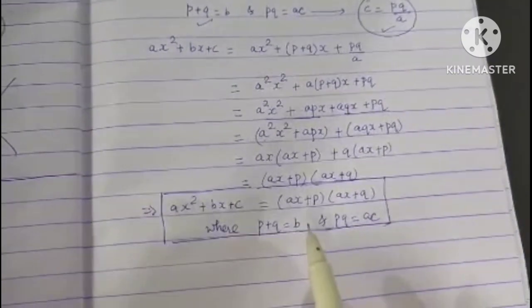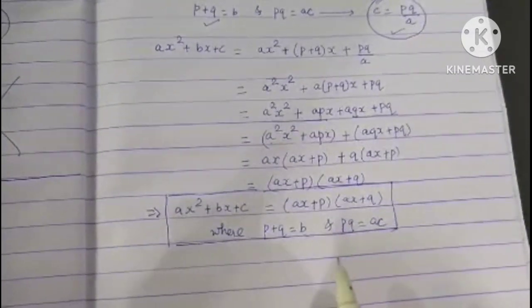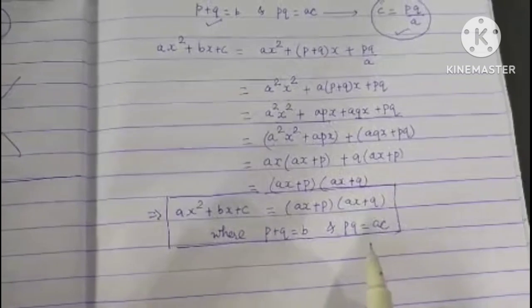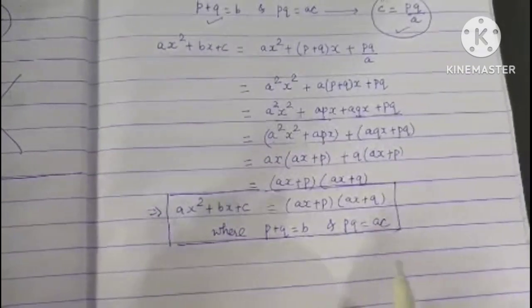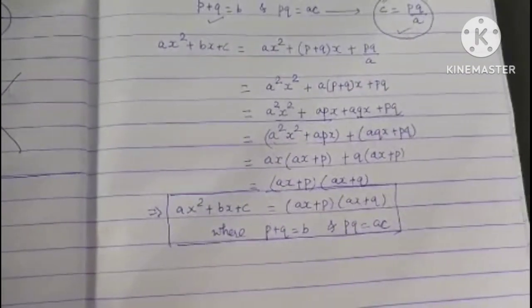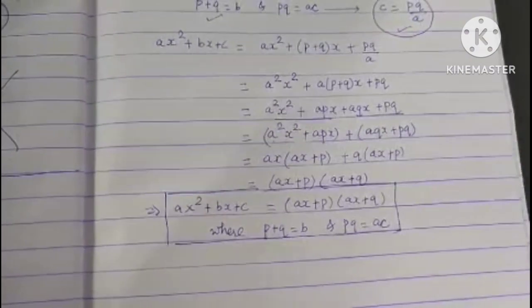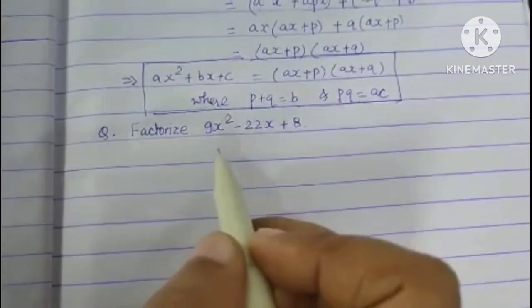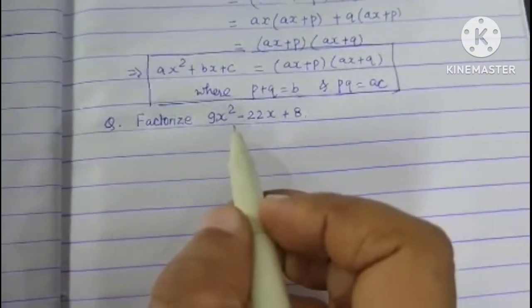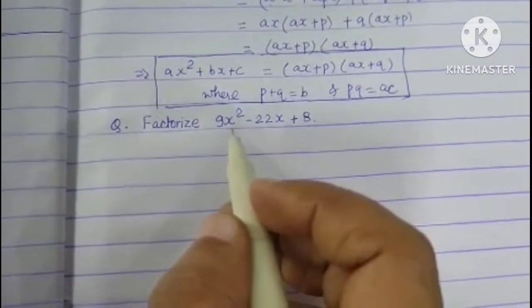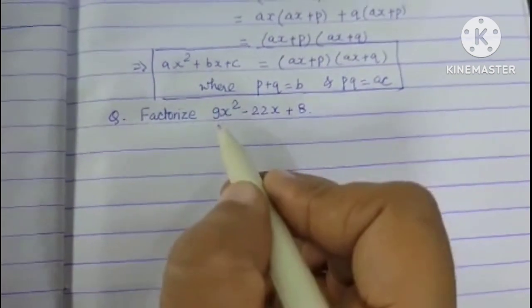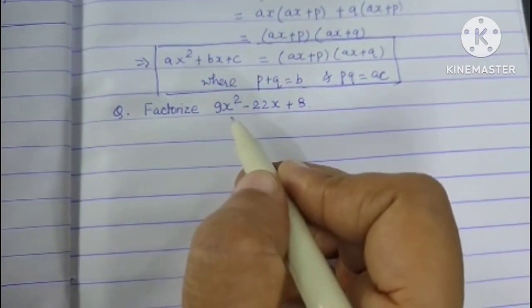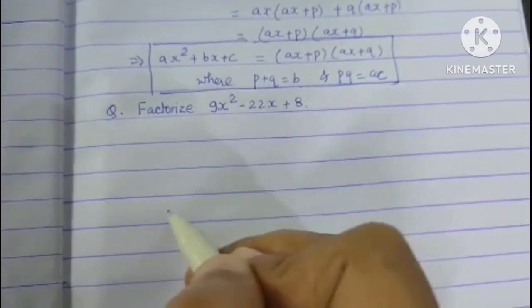So now, I think it is clear, and let us move further and solve some questions so that it will be clear to everybody. Okay, let's move on. Let us solve this question, and we will understand from this problem the procedure of factorizing the quadratic polynomial. So the question is, factorize 9x square minus 22x plus 8.